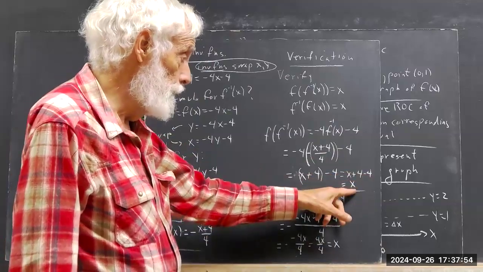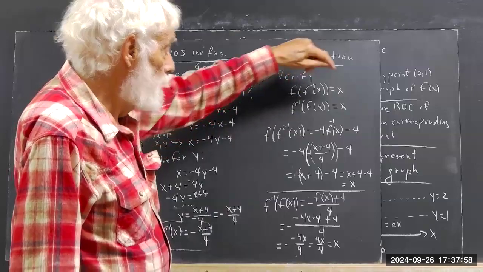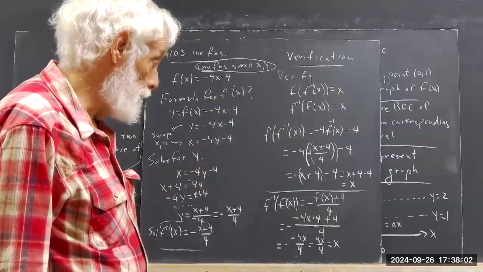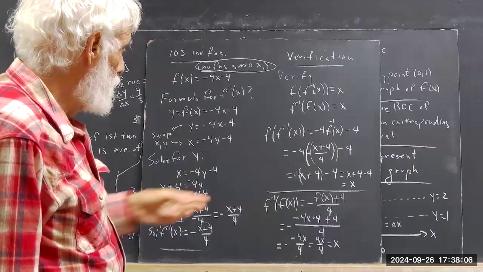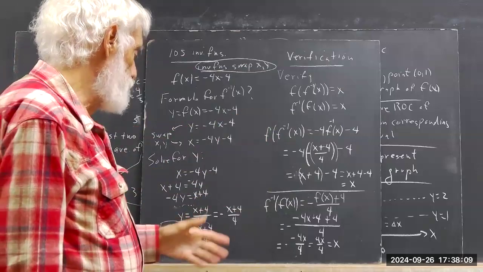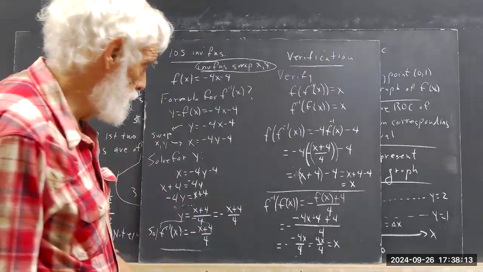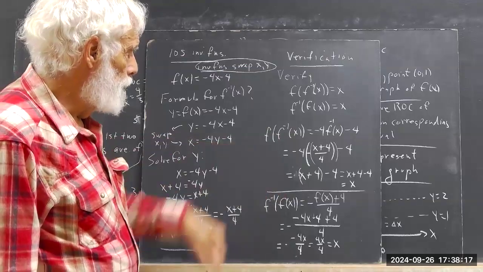4 minus 4 is 0. We get x. So we verify f of f inverse of x equals x. You also have to verify f inverse of f of x equals x. And that's pretty much as easy as this one for this function at least. Sometimes they're tougher, but I'm not giving you any tough ones on this test. Save those for later. Okay, f inverse of f of x is what?